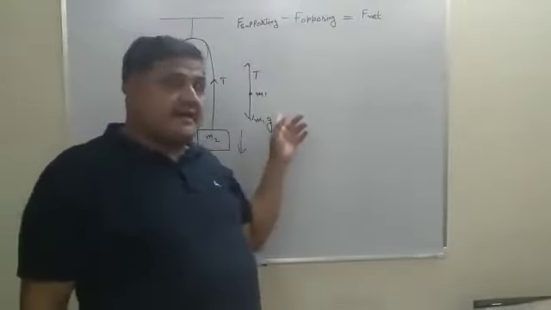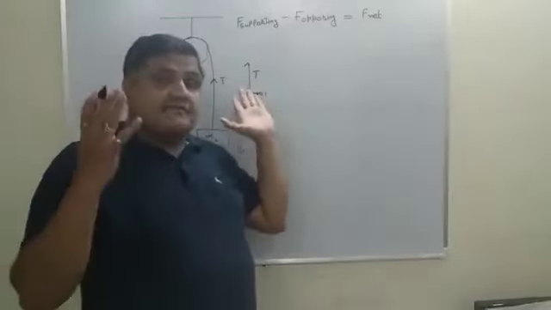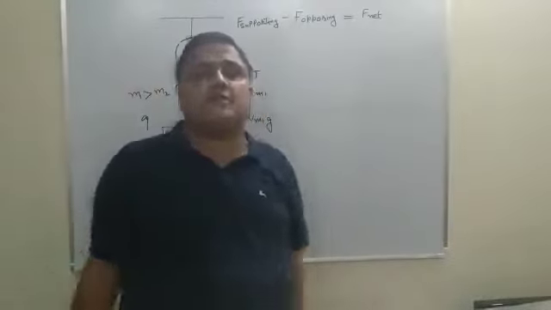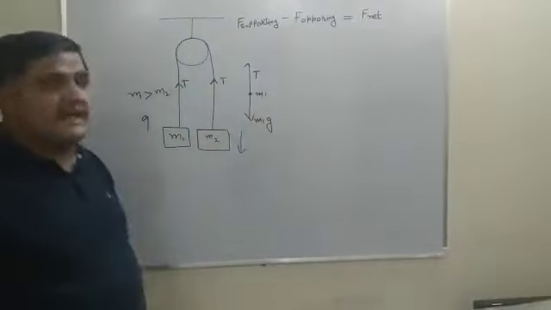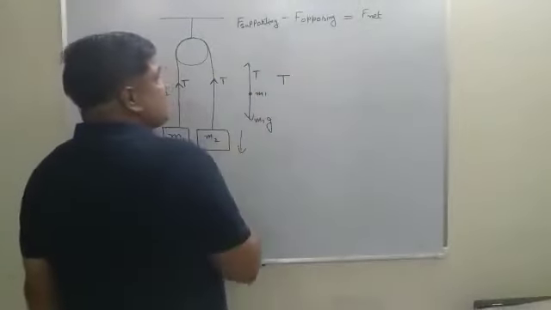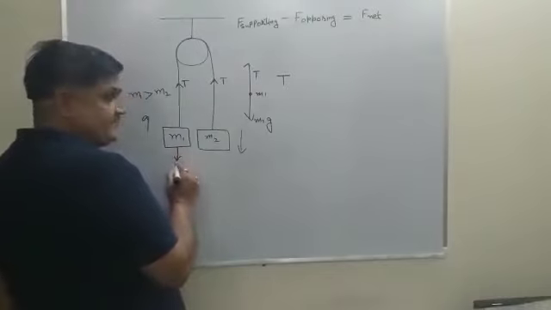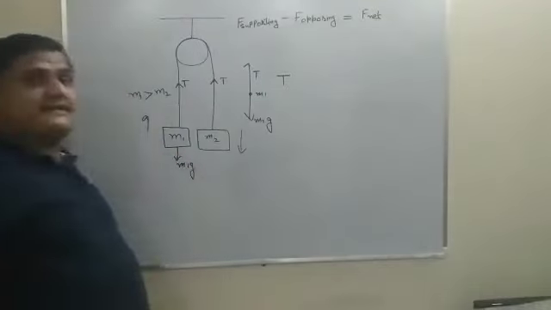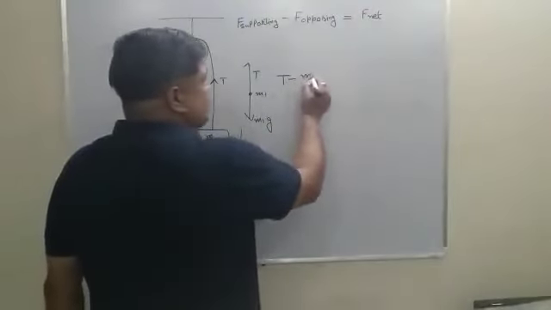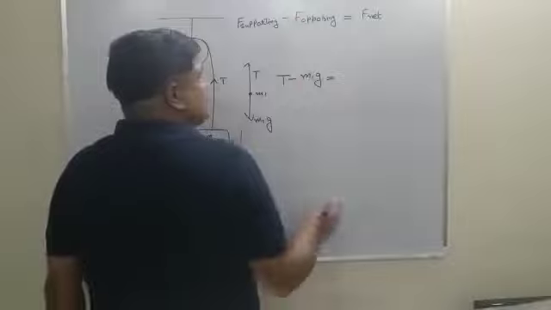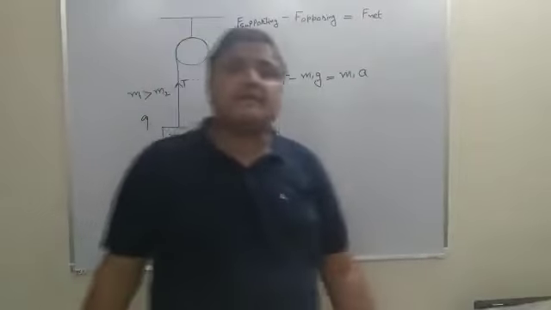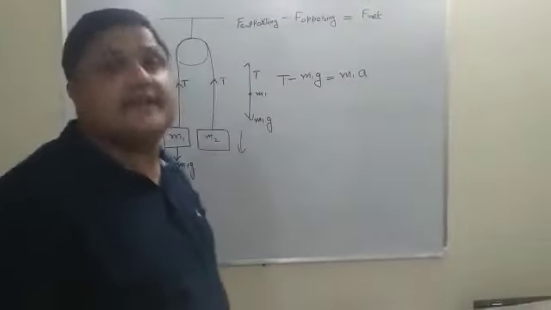Here we will apply the same formula. We will take supporting force. Supporting force acts in the direction in which the body is moving. As the mass M1 is moving in the upward direction, here we will write supporting force is T, opposing force is M1G, the weight of the body. T minus M1G is equal to net force M1A. Net force is always equal to mass into acceleration, which is Newton's second law.